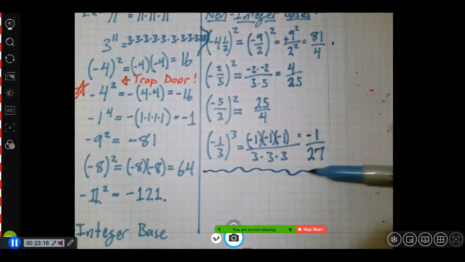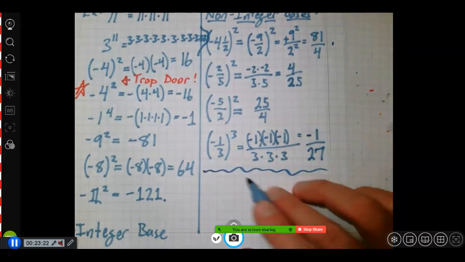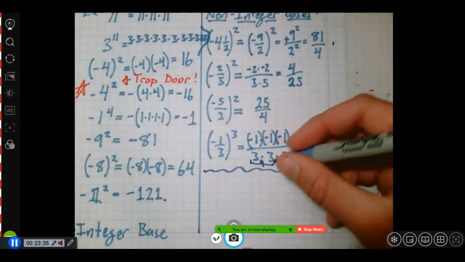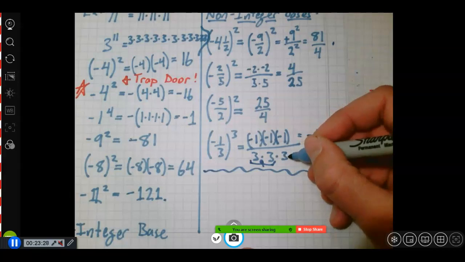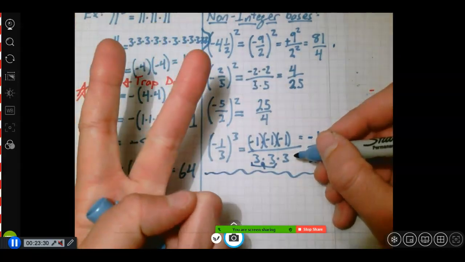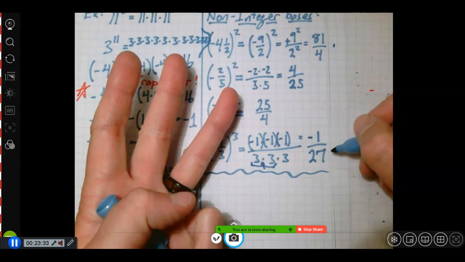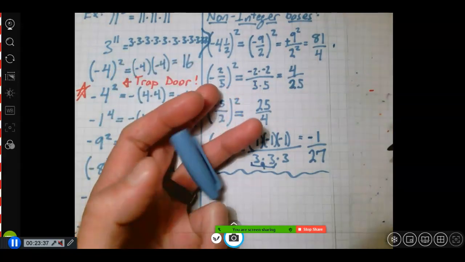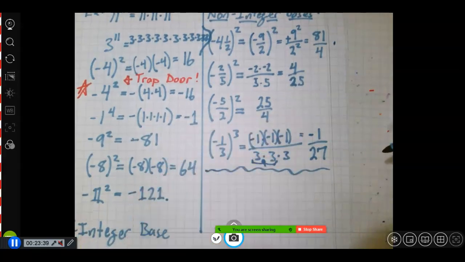3 times 3 times 3 is 18, right? No, 3 times 3 is 9. Right, so 3 times 3 is 9. And then 9 times 3 is 9, 18, 27. So that's how we get that denominator of 27. Thank you for double checking my math. I often make math mistakes because I'm teaching and I'm trying to teach a specific thing and I just do the math wrong in my head.